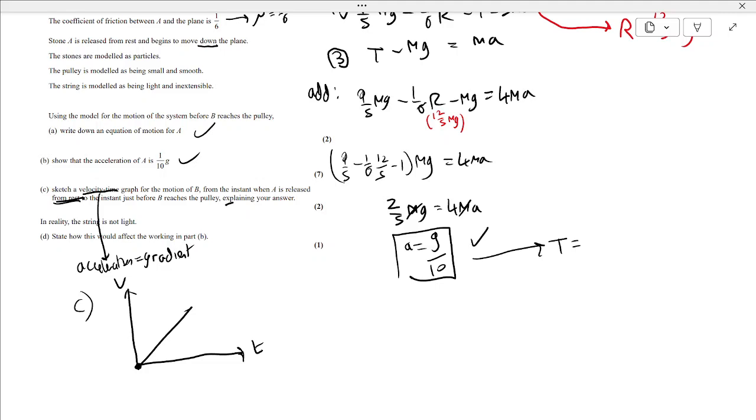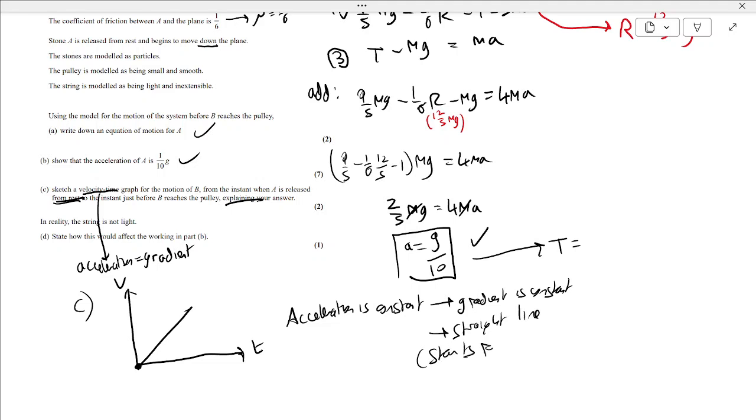It does say explain your answer, so I've got 1 mark out of 2 so far. So you have to explain that the acceleration is constant. This means that the gradient is constant, which means I have a straight line. And then you could also write a sentence about how it starts from rest as well. The question was just looking for this explanation about the constant acceleration.